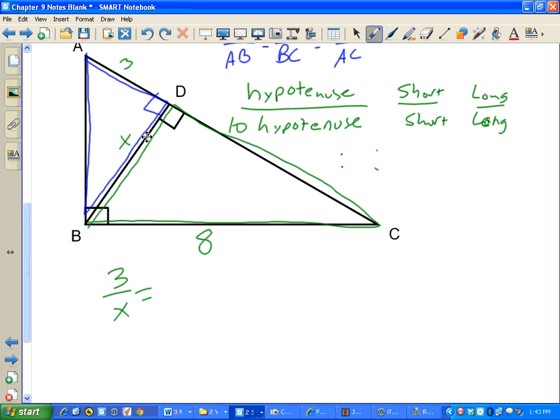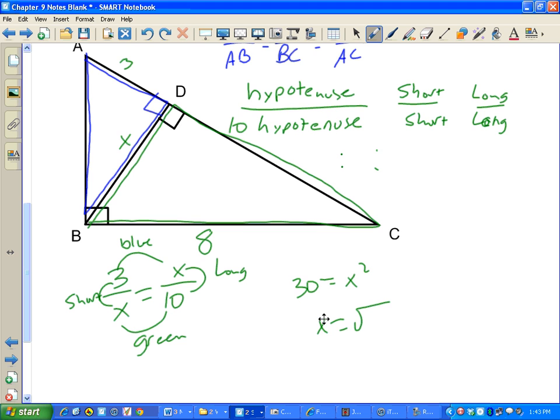X is the long leg of my blue triangle, so I can put that across from 3 because they're both from the small triangle. And 10 is the long leg from the green triangle. So these are related because they're both from the green. These are related because they're both from the blue. These are both short sides. These are both long sides. So I can cross multiply and get 30 equals x squared. So x equals the square root of 30.